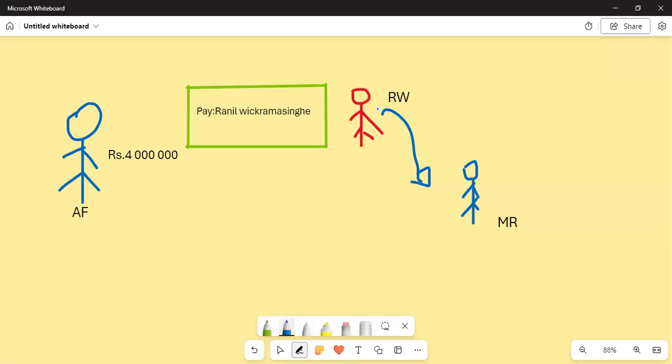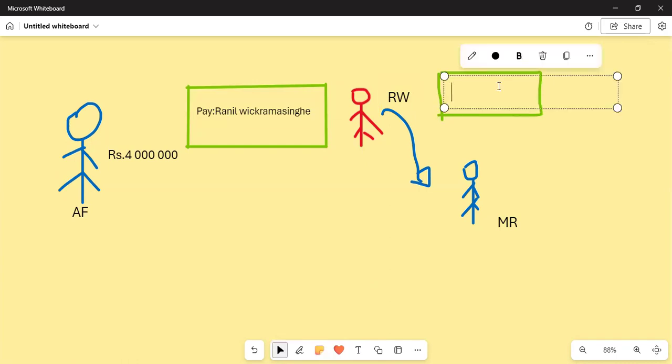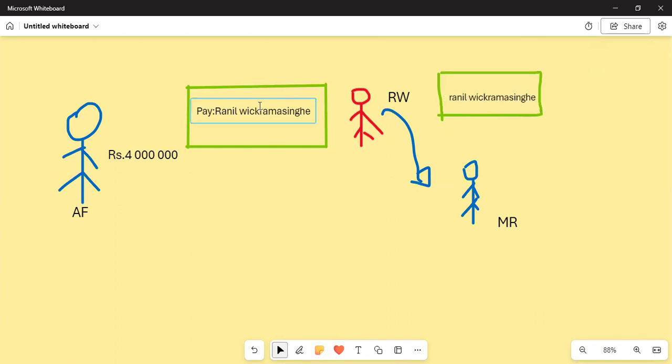What do you mean by the word endorsing the check? Endorsing means Ranil Wickramasinghe must take this check and turn it to the reverse side, that means the back part, and write down the payee's name once again. That means he has to write Ranil Wickramasinghe. That is what you call endorsing: writing the same payee's name behind the check if you want to transfer it to a third party. Did you all understand this story?